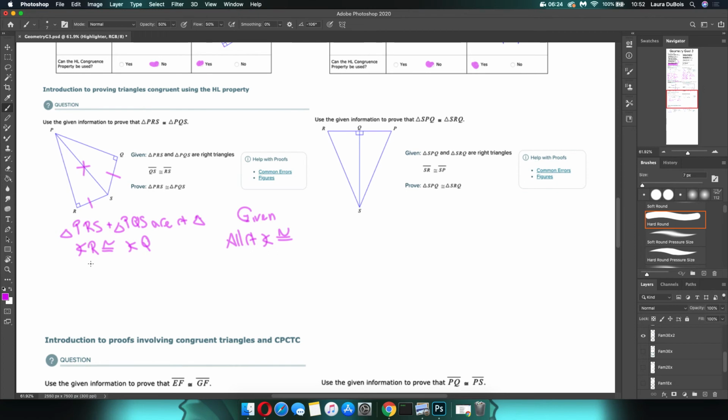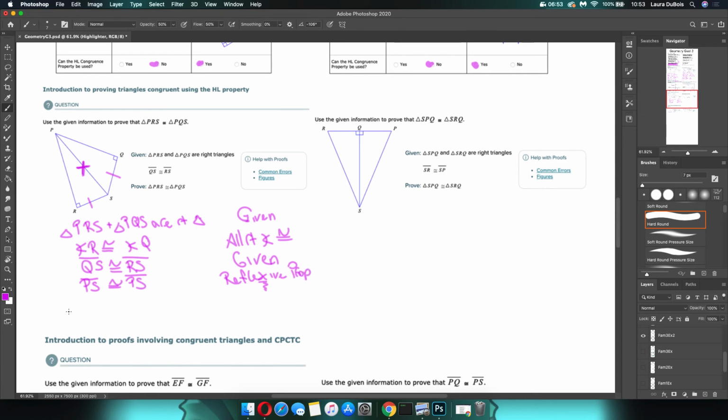Next is the leg. So QS is congruent to RS because that was given. We have the angle, we have the leg, now we need the hypotenuse. So we have PS is congruent to PS. And if you guys have noticed in the last two videos, I put an X there to remind myself that this is the reflexive property of congruence. That's how I'm remembering it to myself.